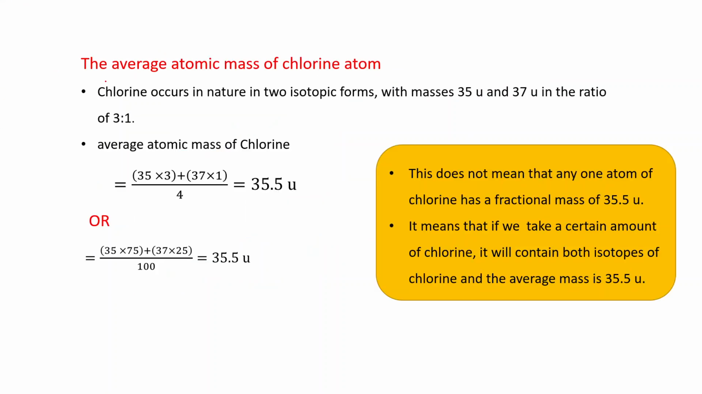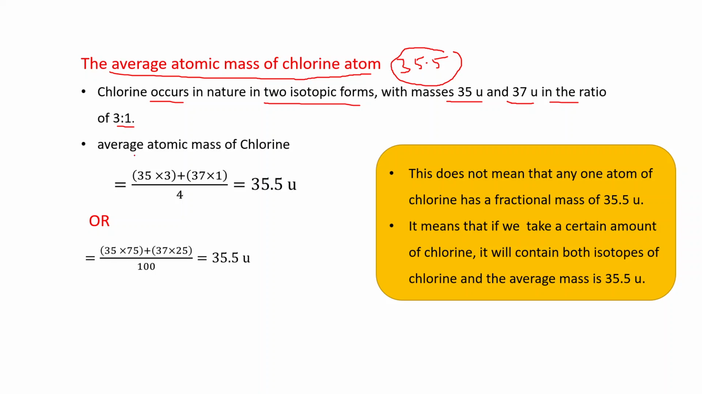Now just see the average atomic mass of chlorine atom. We have discussed that the average atomic mass of chlorine is taken as 35.5. Okay, how is this a fraction? Let us try to find out. Chlorine occurs in nature in 2 isotopic forms, with masses 35u and 37u in the ratio of 3:1. When we discuss the definition of atomic mass, this is taken as average atomic mass, that is the average of the masses of its isotopes.